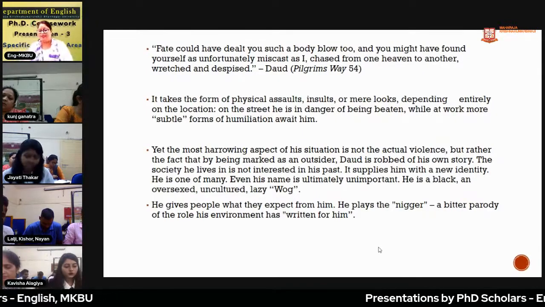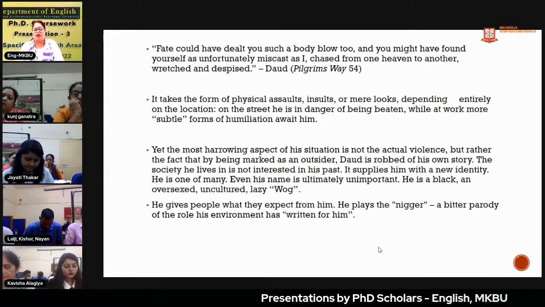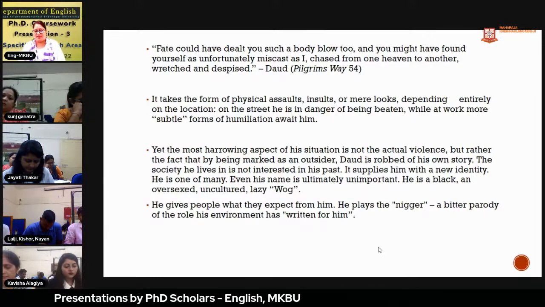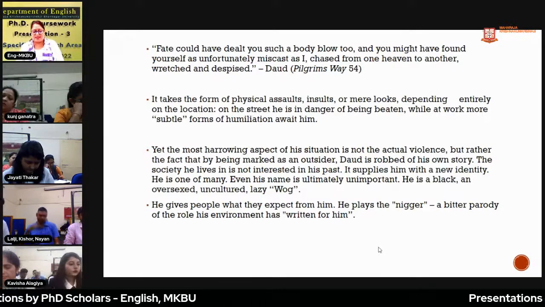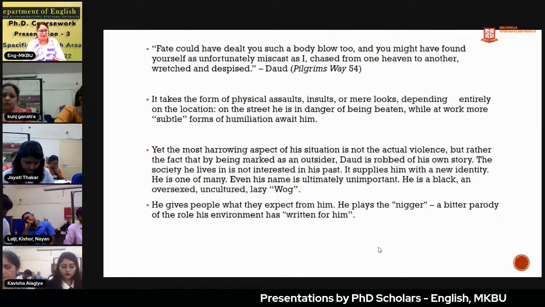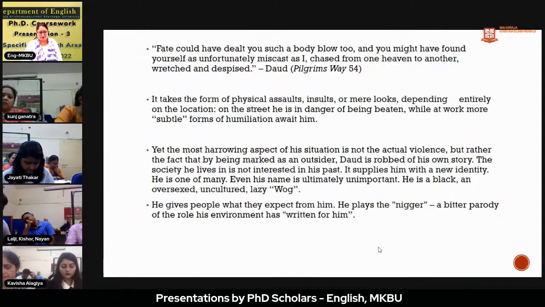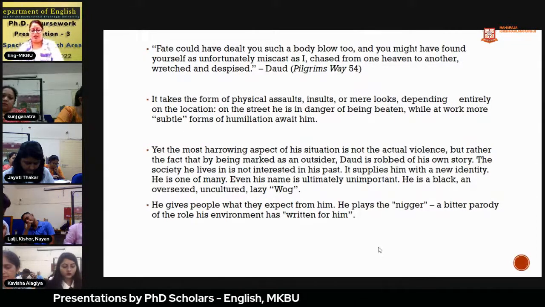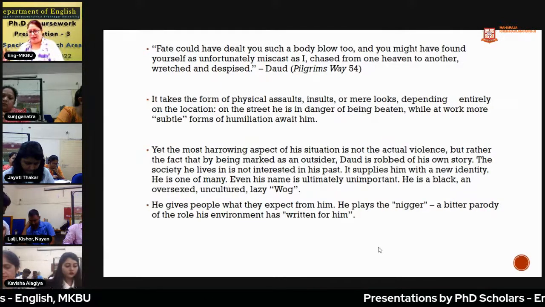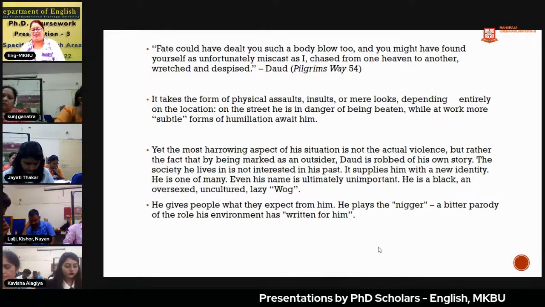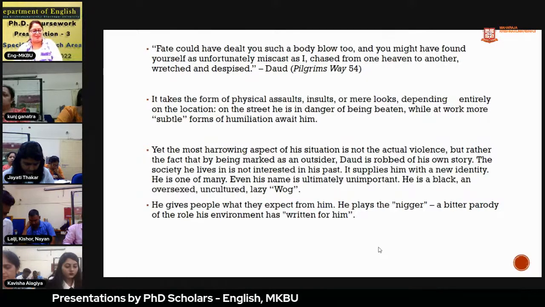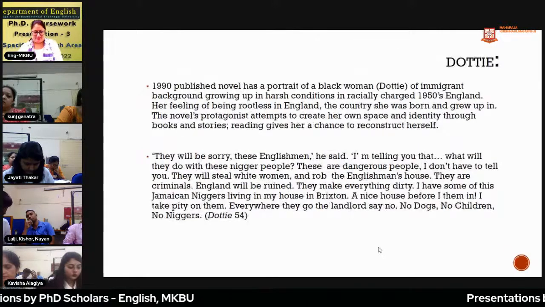It supplies him with a new identity. He is one of many. Even his name is ultimately unimportant. He is a black, an oversexed, uncultured, lazy wog. This language is probably used by white people for black people. He gives people what they expected of him. He is not even trying to clear their idea about him. He plays the nigger, a bitter parody of the role his environment has written for him. Quite a touchy line.